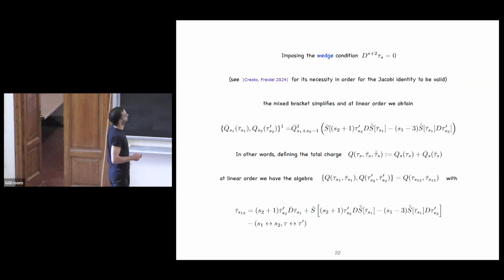It's not suspicious. Or if you want to rewrite it more, if you define the charges as the sum of one helicity and the opposite helicity, and you compute the bracket, in this case, since I put the global condition only on the taus, I get a tau bar, which has this extra component here. Tau bar 1, 2, this is the one that would come from the same helicity piece. And here there is a non-local term that comes from this mixed helicity bracket.